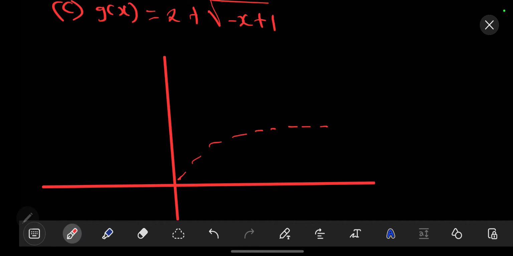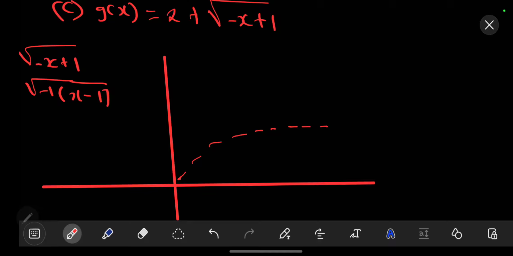Then we are going to attach a shift. Now this one is not that straightforward, so we need to understand one or two things. Let's look at our negative x. If we look at it as the square root of negative x plus 1, we have to make x positive. So this is the same as the square root of -1 open brackets x minus 1. This way it is made positive.